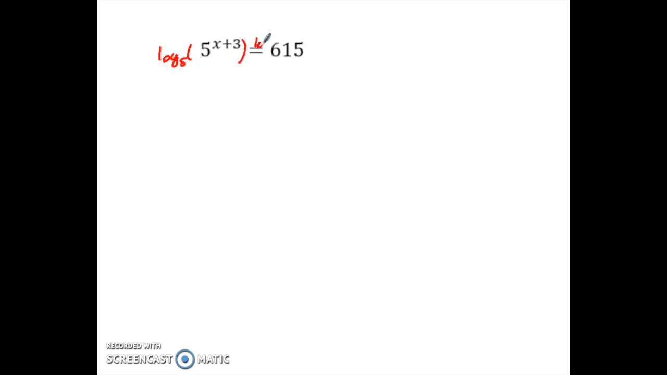So we take log base 5 of both of these sides. Now this is going to cancel this. We're going to have x plus 3 is equal to log base 5 of 615. Well, now we run into another problem, because we have to find out a way to evaluate log base 5 of 615.